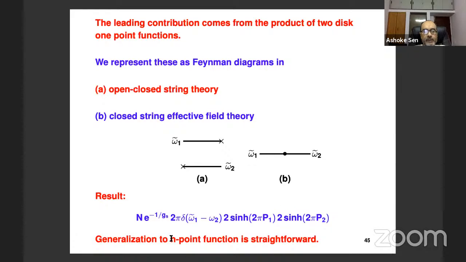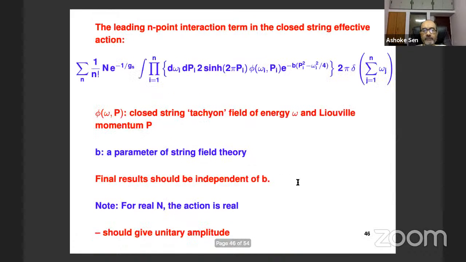Generalization of this to the n-point function is straightforward, because the leading contribution to the n-point function is just n of these lines. When you construct a composite vertex, there will be a single composite vertex from which n lines are coming out. And this we can translate to the n-point interaction term in the closed string effective action. I have described that here. N is an as yet unknown constant. These are integrals. I think everything else has been defined.